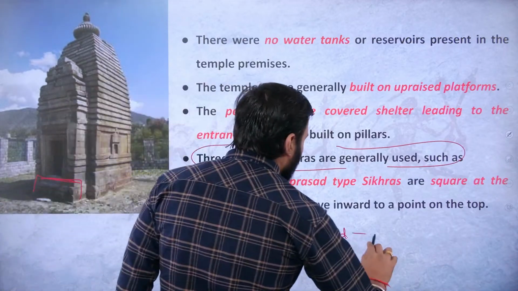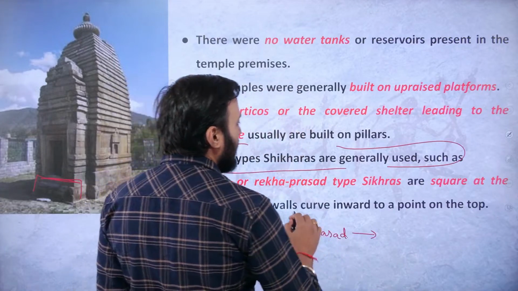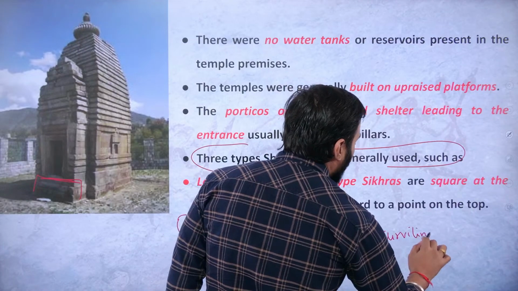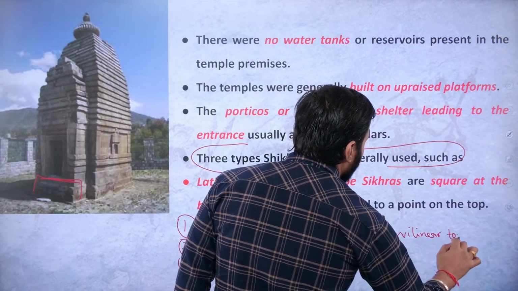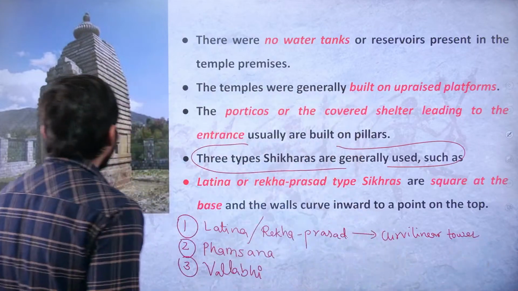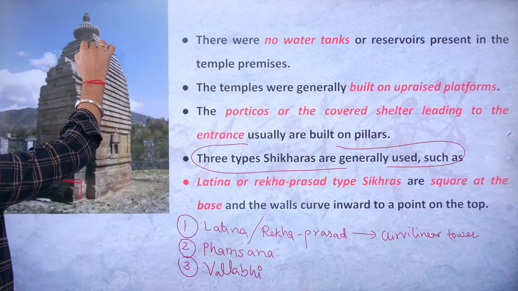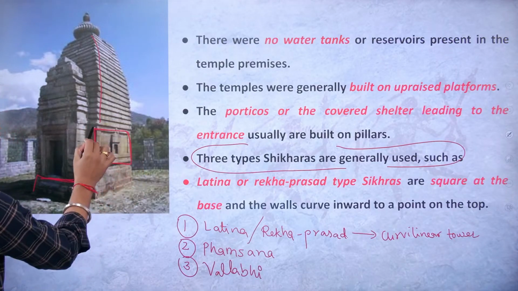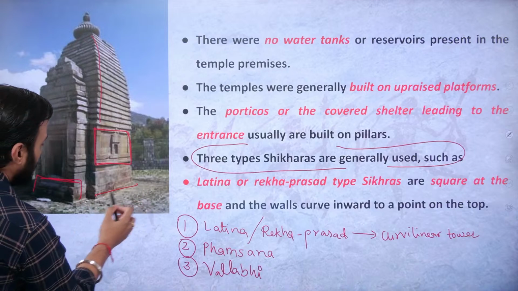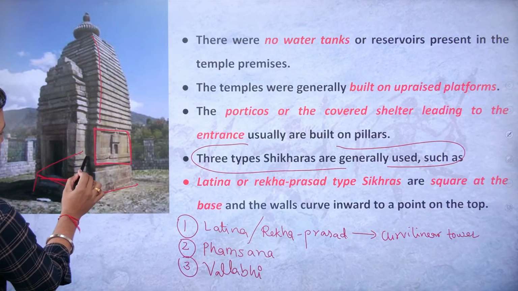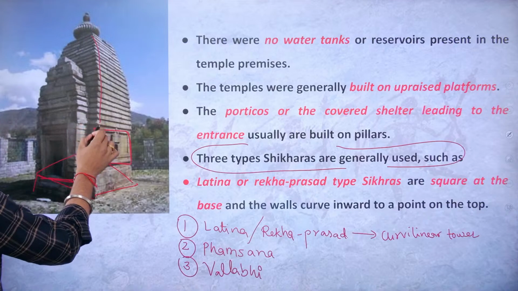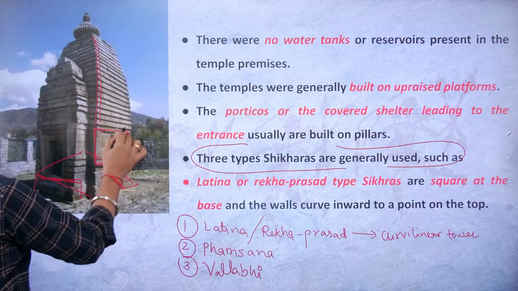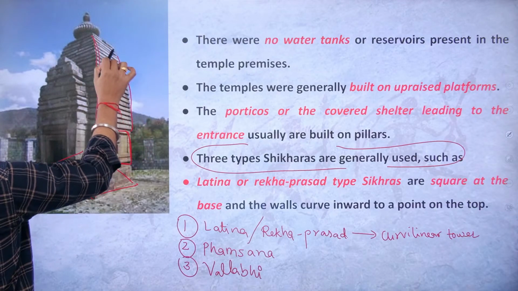Now remember this point, Rekha Prasad is basically the curvilinear structure, the curvilinear tower. You can see this particular tower is a curvilinear tower with a square base. You can see that this must have been a square, and on the square base these corners are slightly tapering inwards.